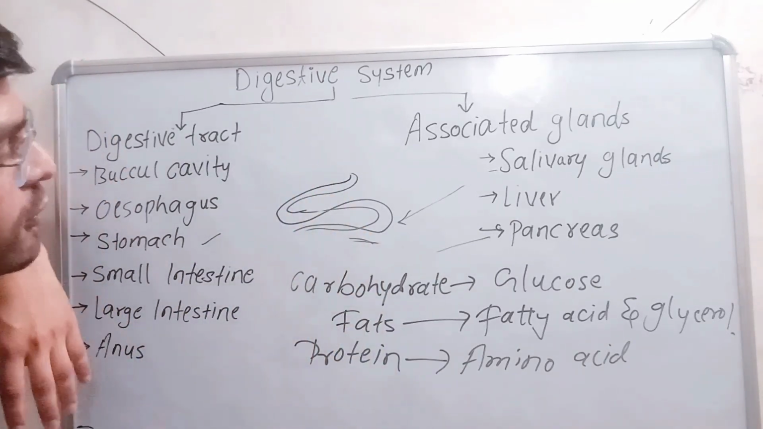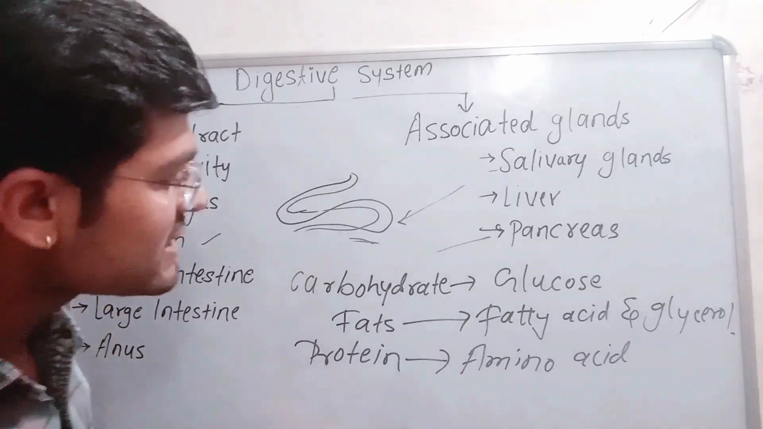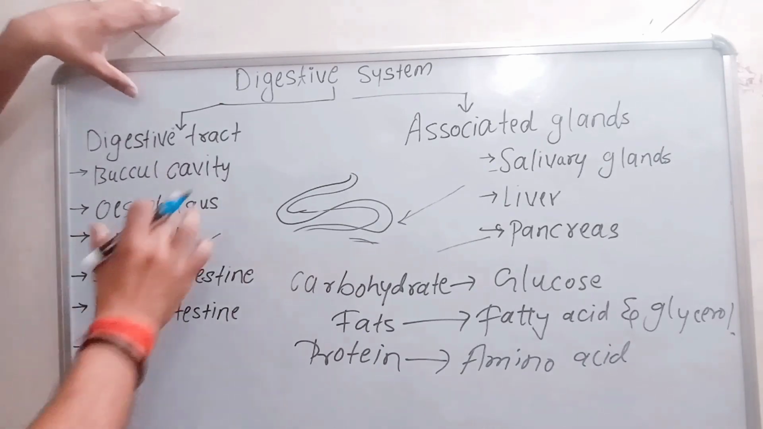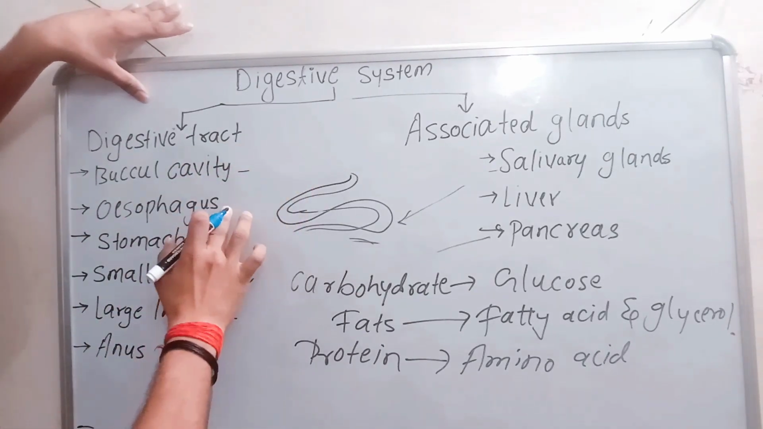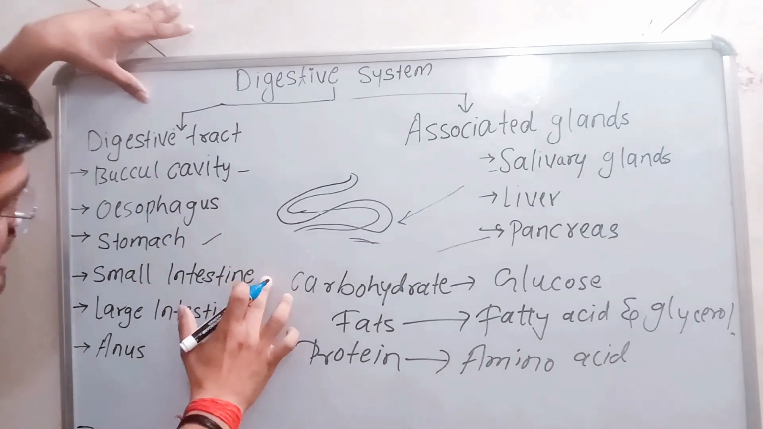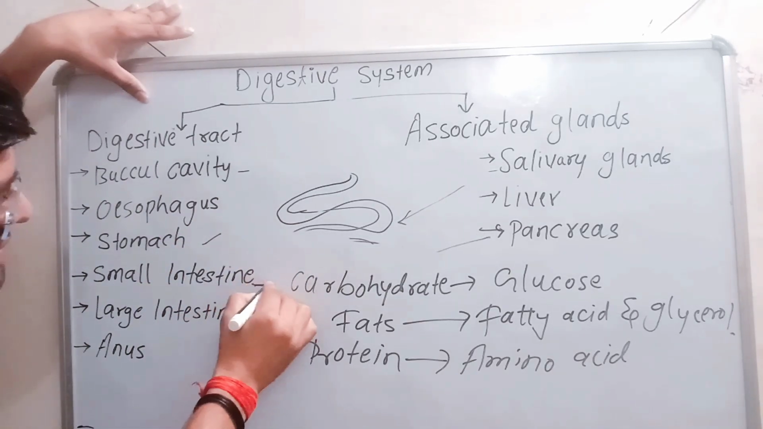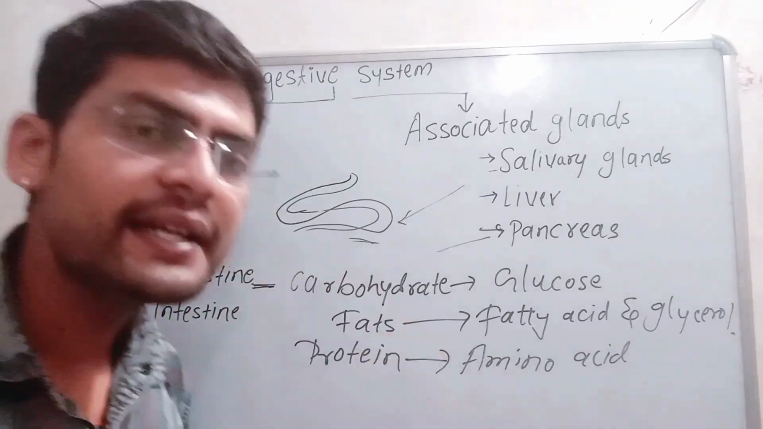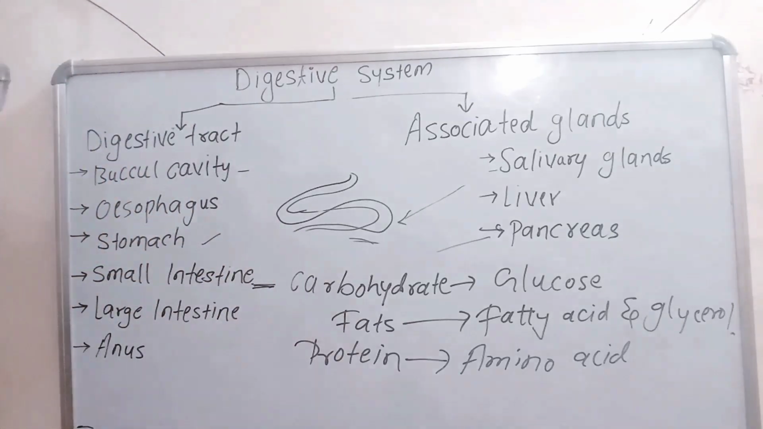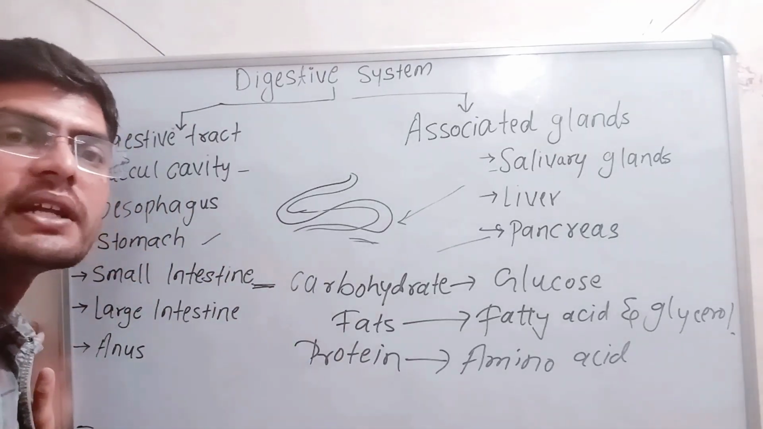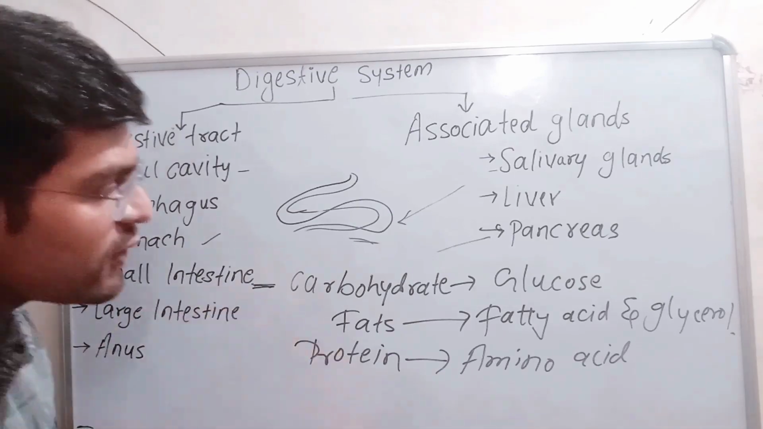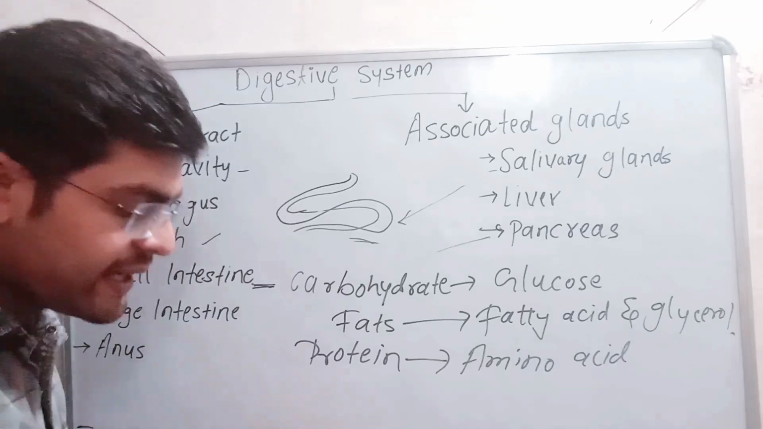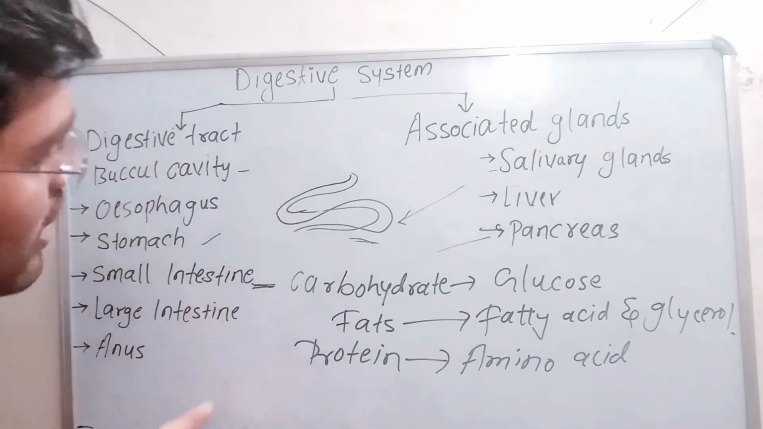So now what happens? Digestion starts from the buccal cavity, then esophagus, then stomach, small intestine. Till this stage, our food gets completely digested. Then there is the process of absorption of food material in our small intestine. The valuable nutrients like amino acids, fatty acids, glycerol and glucose get absorbed by the small intestine.